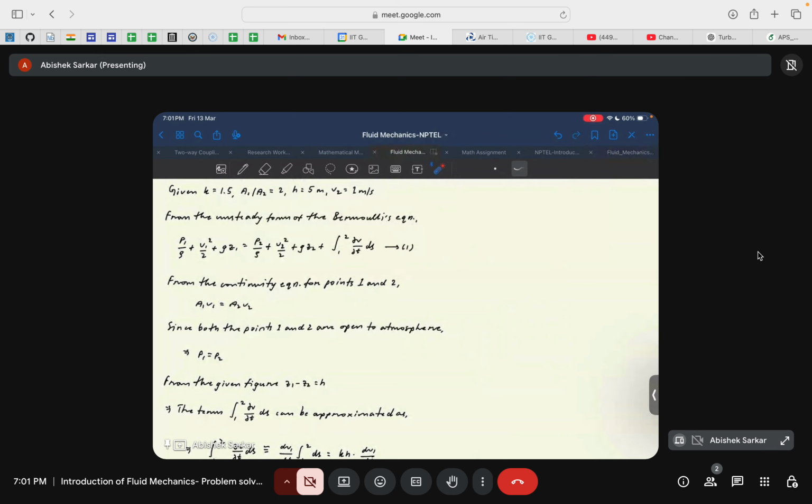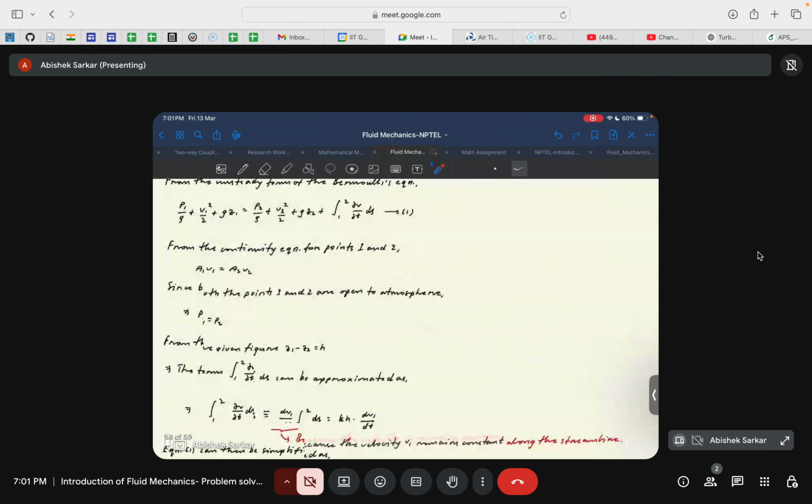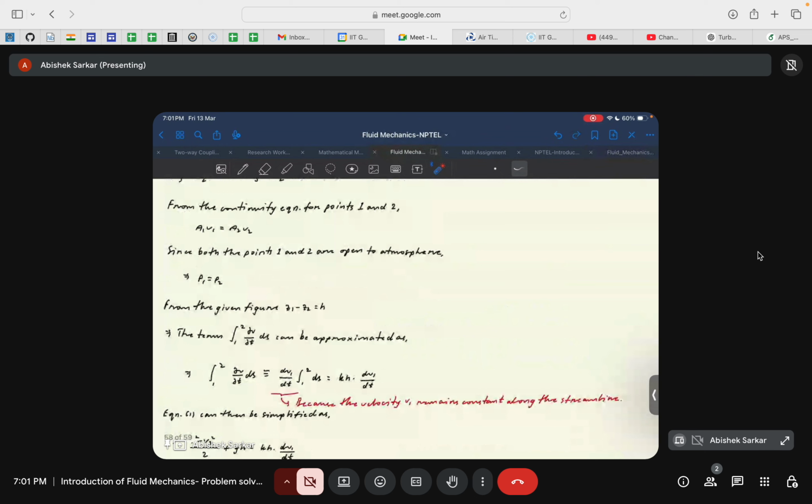So we need to simplify this term now. We have the integration from 1 to 2 of ∂v/∂t ds. What we do is we consider that the variation of velocity along the streamline is almost negligible. That's what we approximate: at a particular instant of time the velocity v1 must remain constant along the streamline. We assume that the velocity remains almost uniform along a streamline.